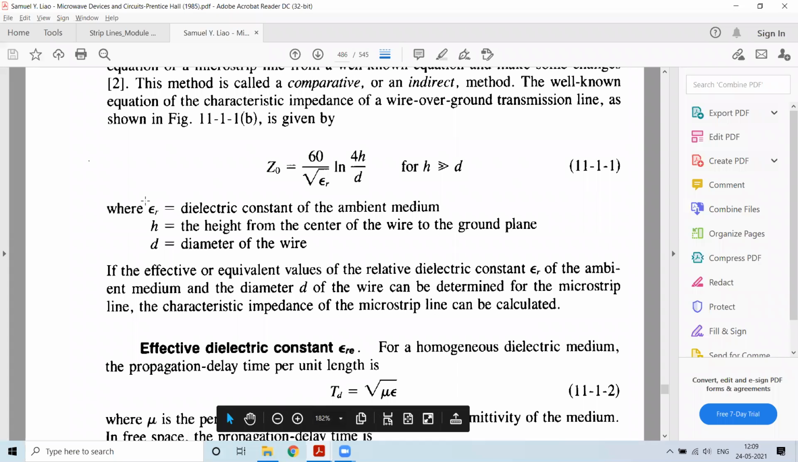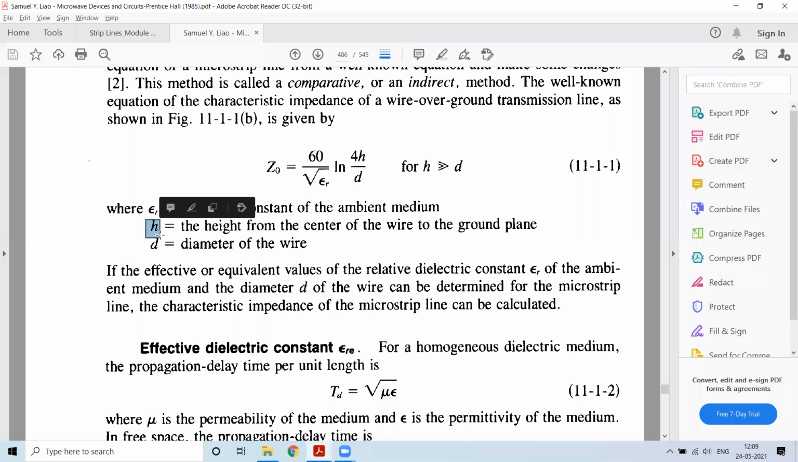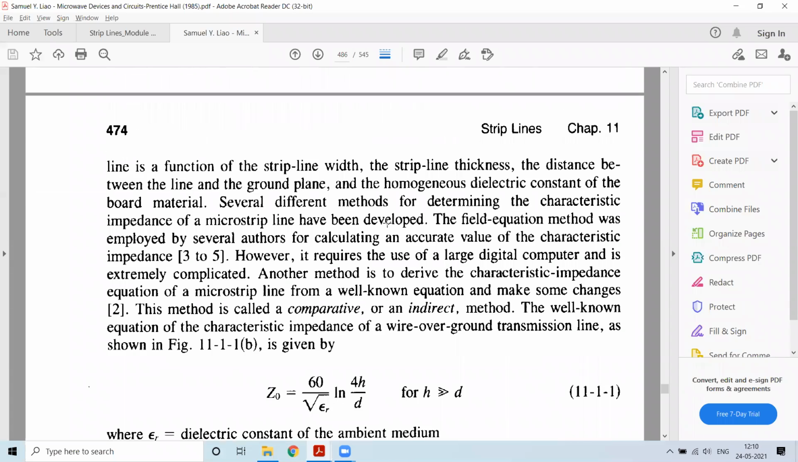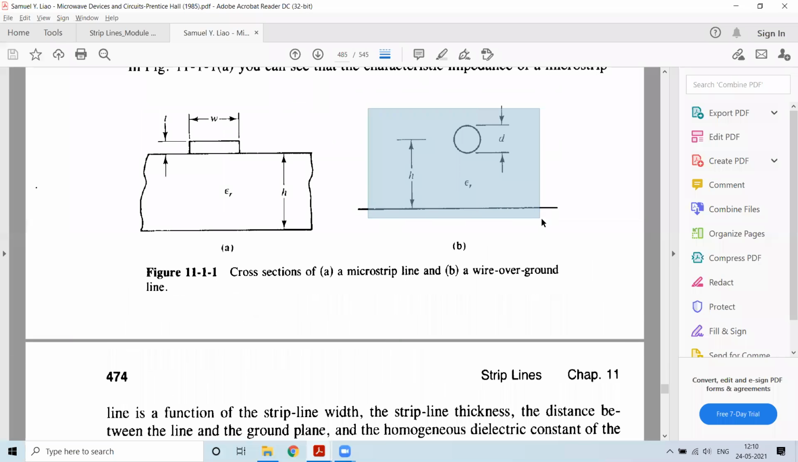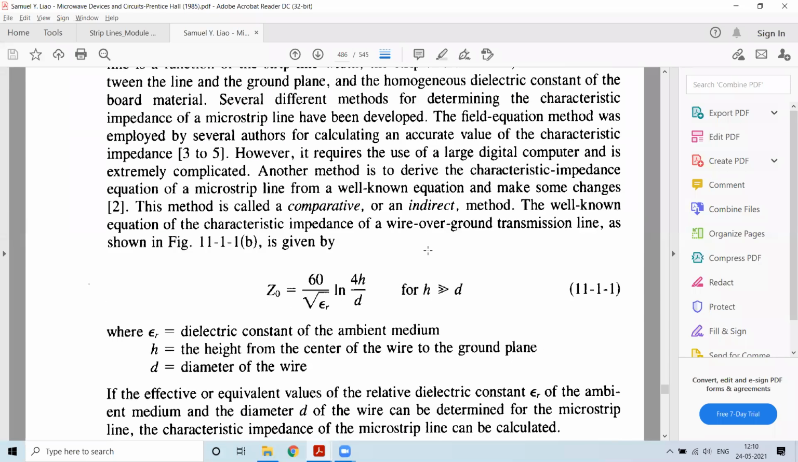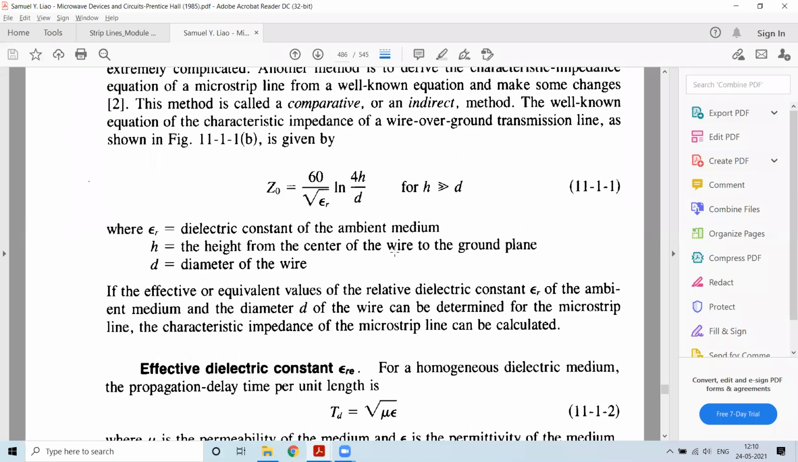In this, what are the parameters? Epsilon r is the dielectric constant of the ambient medium. Then we have h, which is the height from the center of the wire to the ground plane, and d is the diameter of the wire. This equation is obtained based on this. So this is the comparative or indirect method from which we obtain Z naught.